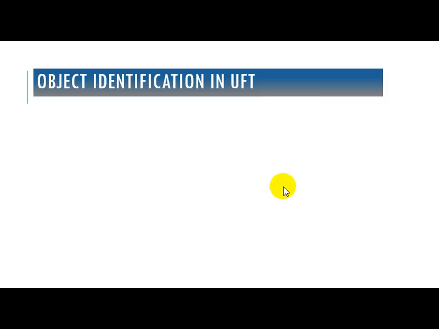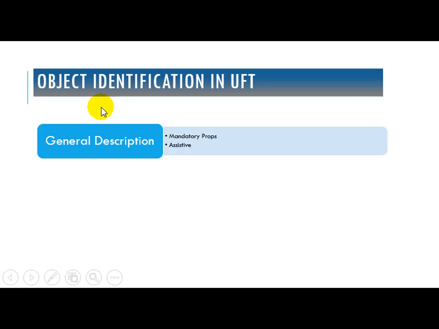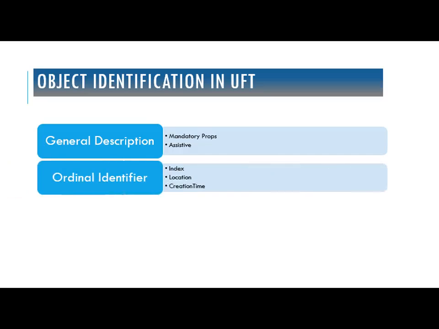Okay, so yesterday where we just stopped, we were discussing object identification, right? As I told, there are four main levels of object identification. First, general description, where we say the mandatory properties and assistive properties. And then we have ordinal identifier, where we use index, location or creation time, either one, not all three. You can use only one in ordinal identifier.